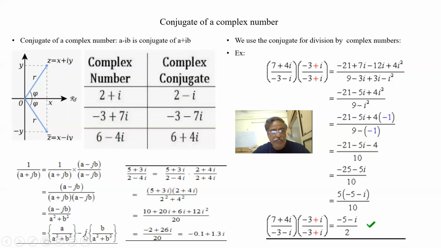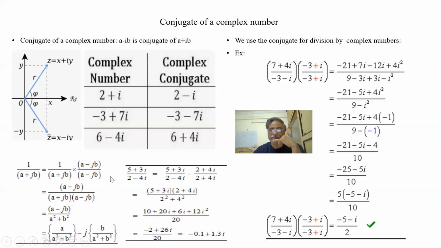So from the division, the j has come to the numerator. This is my complex number. So 1 by a plus jb can be represented as a by a square plus b square minus j b by a square plus b square. This is nothing but the unit value of the vector: a by a square plus b square is a unit value, and b by a square plus b square is a unit value. So this is a unit vector on the top axis.